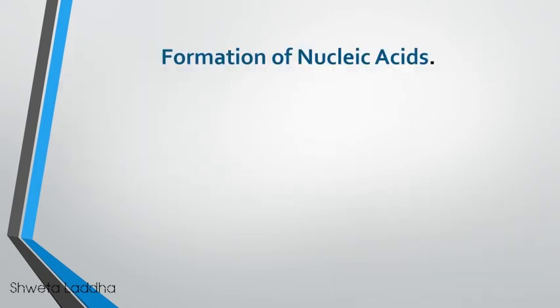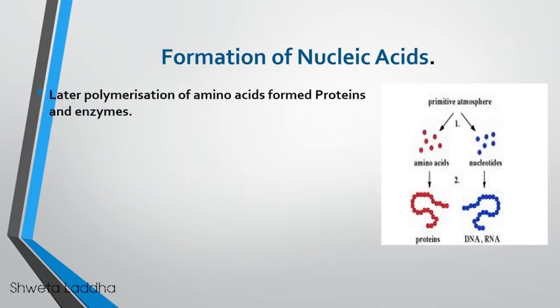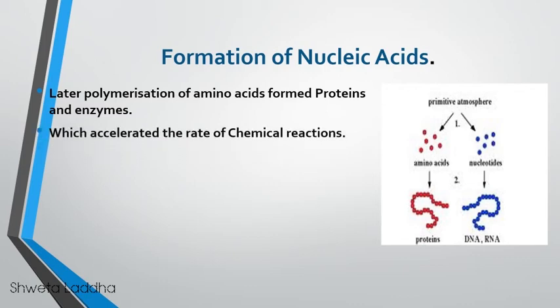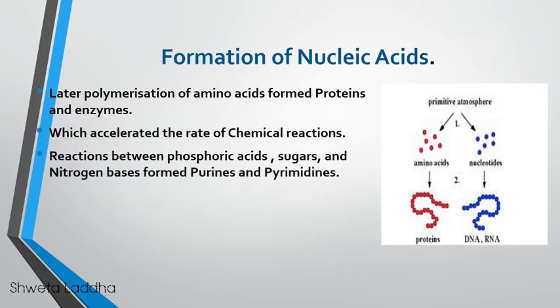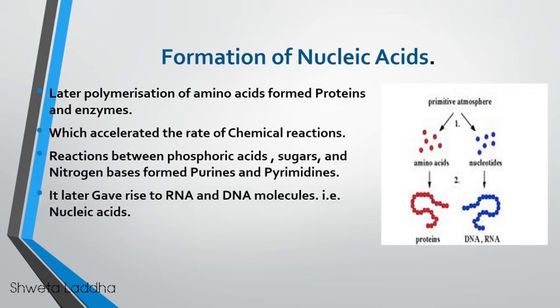Later, formation of nucleic acid occurred. Polymerization of amino acids forms proteins. One of the types of proteins were enzymes, so enzymes were also formed. Formation of enzymes accelerated the rate of chemical reactions. Reactions occurred between phosphoric acid, sugars, and nitrogen bases. It gave rise to the formation of purines and pyrimidines. Purines and pyrimidines gave rise to formation of RNA and DNA, ribonucleic acid and deoxyribonucleic acid molecules. That is, finally, nucleic acids were formed. Proteins and nucleic acids were formed. Nucleic acids acquired the ability of self-replicating.